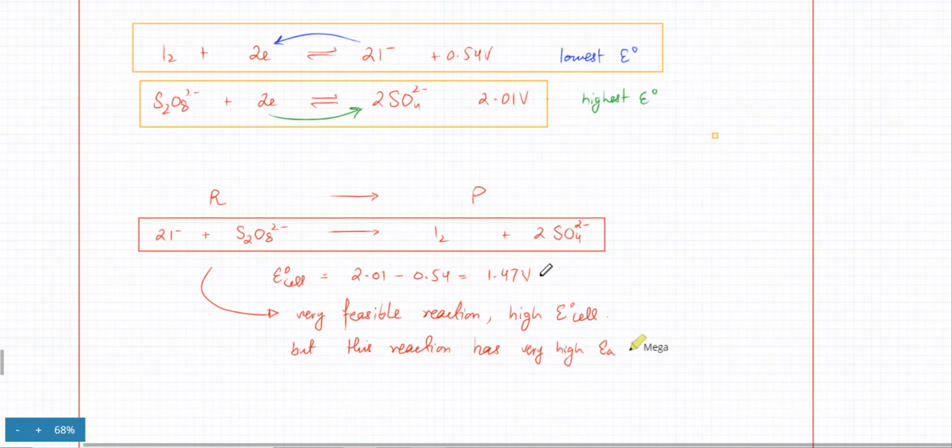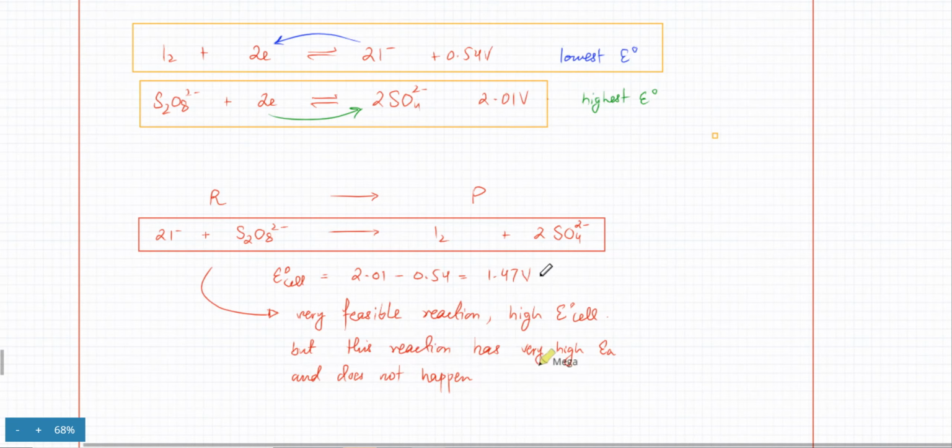It has very high activation energy and does not happen. Even though theoretically it's very feasible, in reality it does not happen. So what's the reason? Why is it having such a very high activation energy?